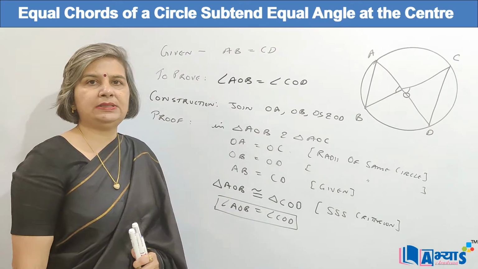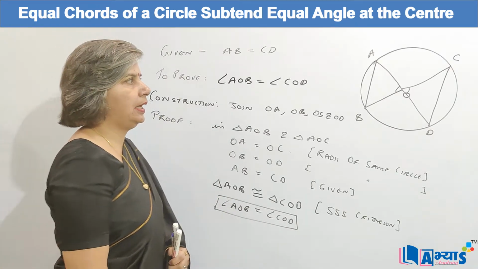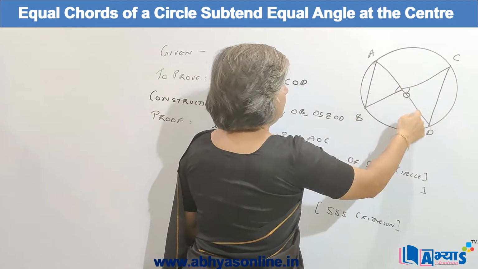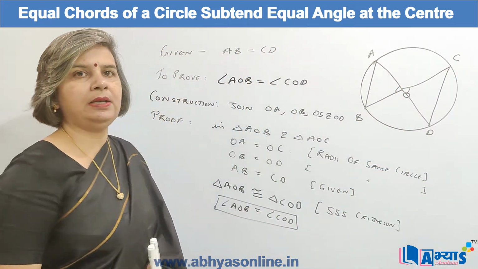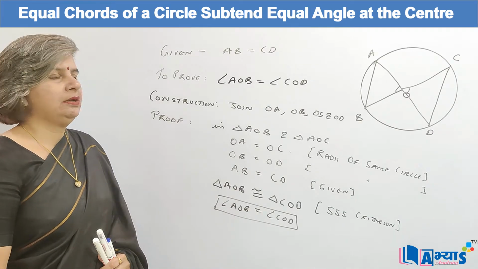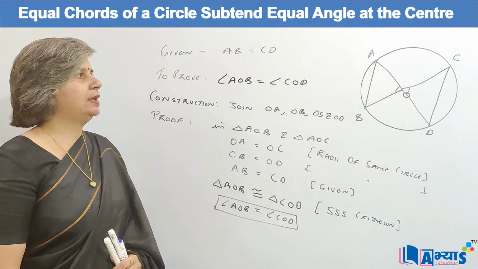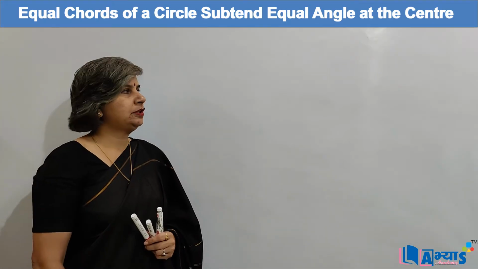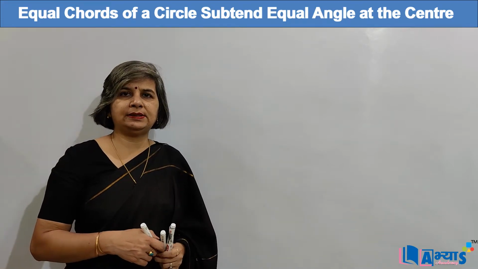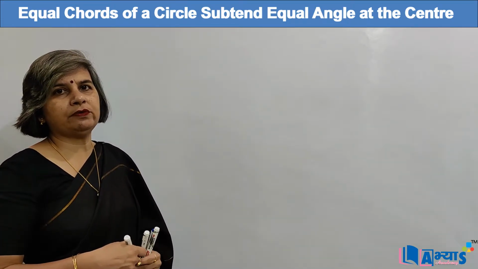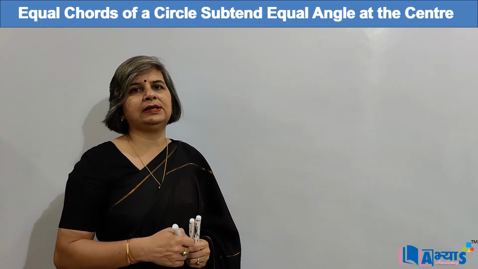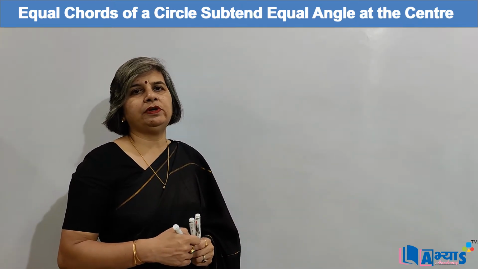Here AB and CD are two chords and the angles they are subtending are angle AOB and angle COD. Now we have proved that angle AOB is equal to angle COD. So we can say that equal chords subtend equal angle at the center. We have just proved that if we have equal chords, they will subtend equal angle at the center. Now we will prove the converse of the theorem. That means if two chords are subtending equal angles at the center, then the chords will be equal.